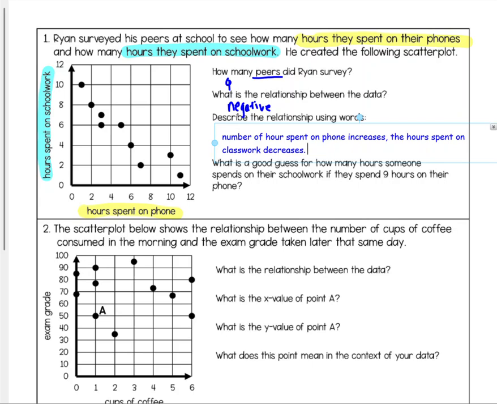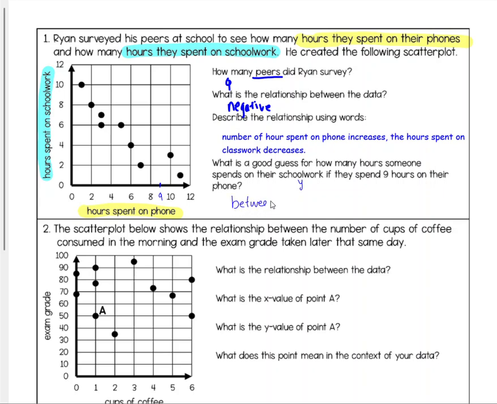And then the last question says, what is a good guess for how many hours someone spent on their schoolwork? So we are looking for the Y value if they spend 9 hours on their phone. Nine is around here, between 8 and 9. So it looks like it would end up somewhere over here. It's going down, it goes a little up. So I would say between 2 and 4, or maybe between 2 and 3. So I'm just going to say between 2 and 3.